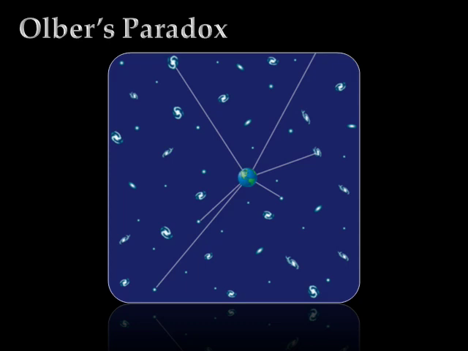The idea that the universe is isotropic, the notion that the universe should be isotropic, means that it should be the same looking in every direction.